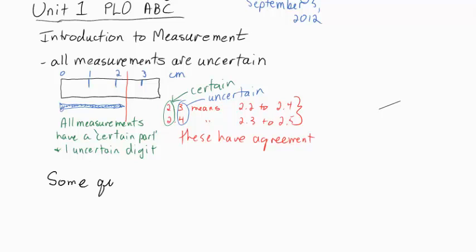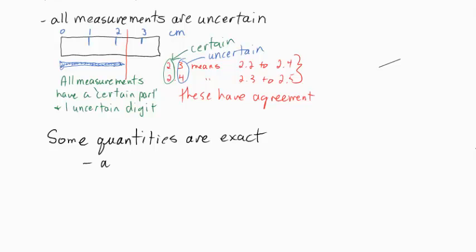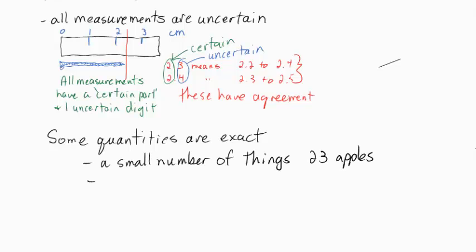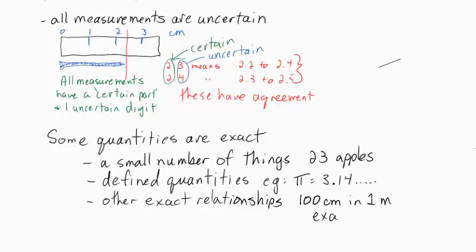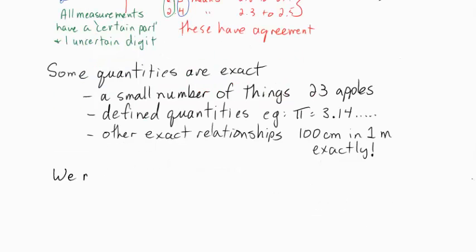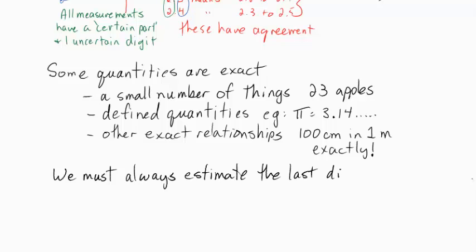Well, let's take a look at some quantities that are in fact exact. These are not measurement based. For example, a small number of things such as 23 apples, that's an integer. There's no fractional part and no uncertainty. A defined quantity such as pi, although the decimal expansion is infinite, is also exact. And there are other exact relationships as well. For example, 100 centimeters are present in 1 meter exactly by definition. And so these will never have estimates.